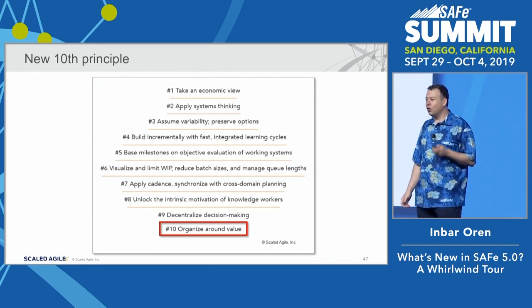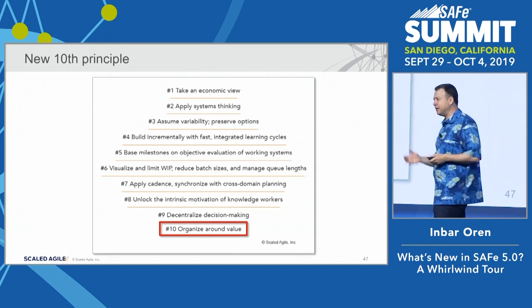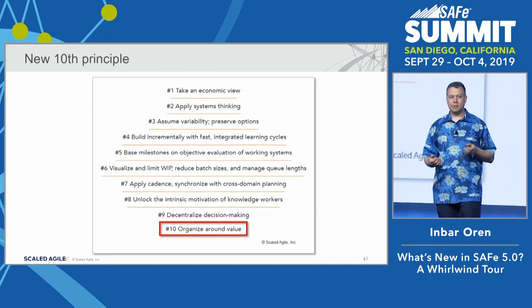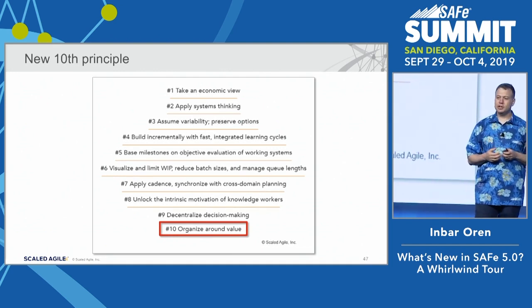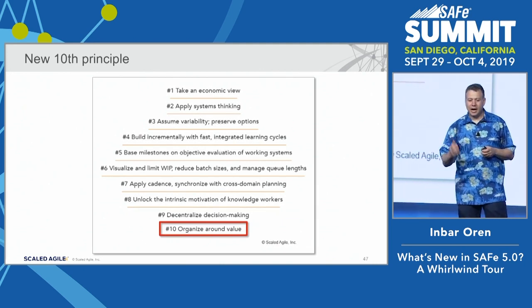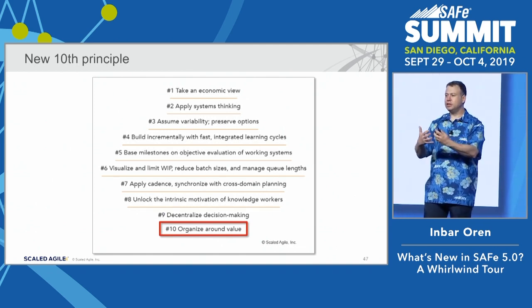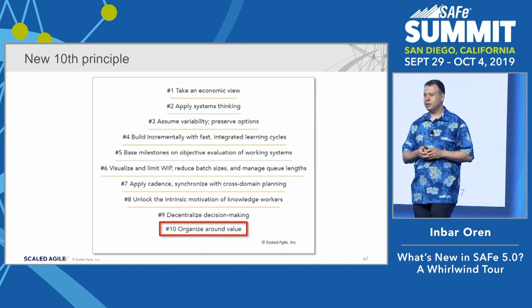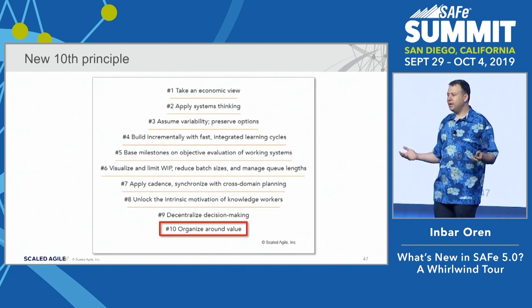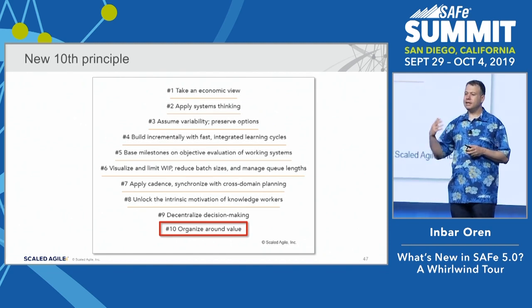Principle number 10, organize around value. Remember what Dean said yesterday about the network and the hierarchy. Remember what we just talked about on strategy agility. If I'm not organized around the delivery of value, if I don't have the technical and business teams it takes to actually deliver, working together, I'm right back to thinking in silos. I'm right back to thinking in dependencies.